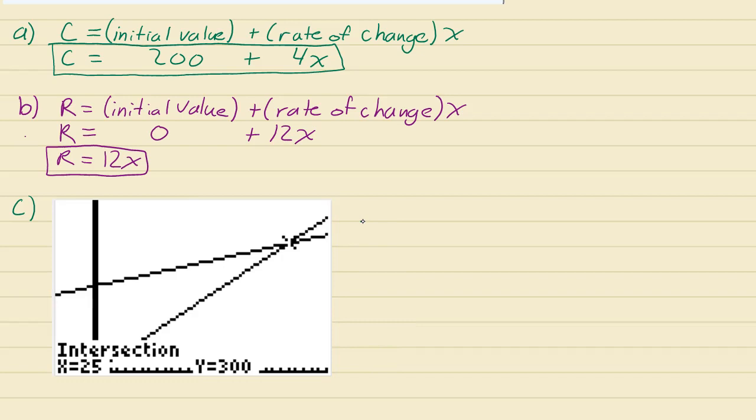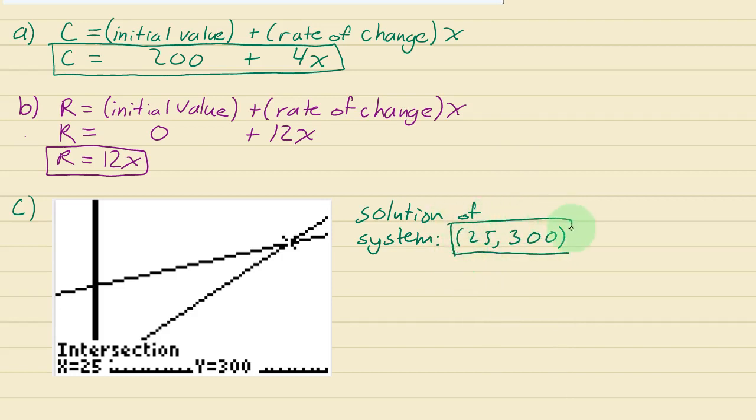So that means the solution of the system, the value of x that makes both of these y coordinates the same, is 25, 300. And if you wanted to check that, you could. You would plug in 25 for x and make sure that makes r equal to 300 and that makes c equal to 300 as well. So that sounds good.